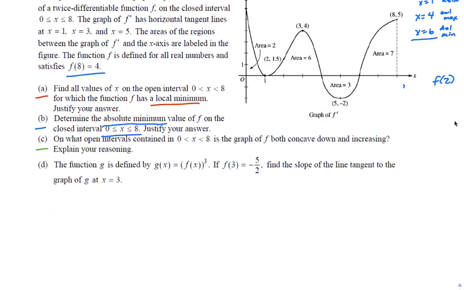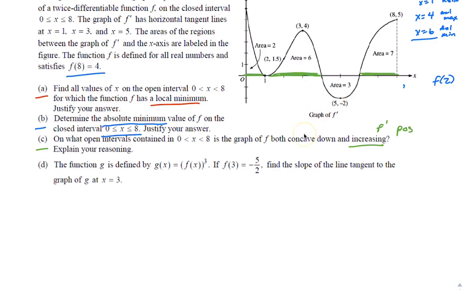So let's look at C. On what open intervals contained in 0 to 8 is the graph of f both concave down and increasing? Explain your reasoning. So this one's actually more straightforward, just definition, right? Increasing is where the derivative is positive. So where's the derivative positive? Well, here's my derivative. I have the derivative graph, so it's just where it's positive. So that's here to here, from 0 to 1, here to here, 1 to 4, and from here to here, 6 to 8. So that's where my derivative is positive.